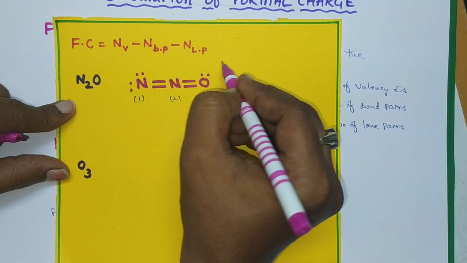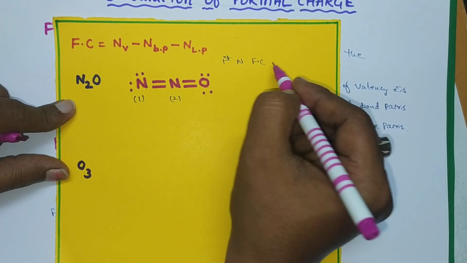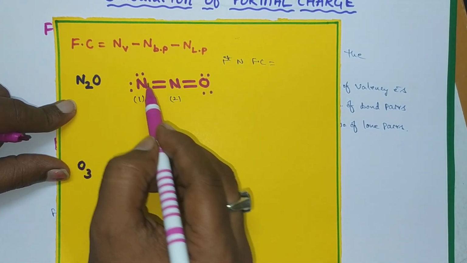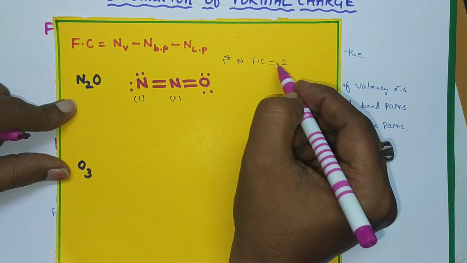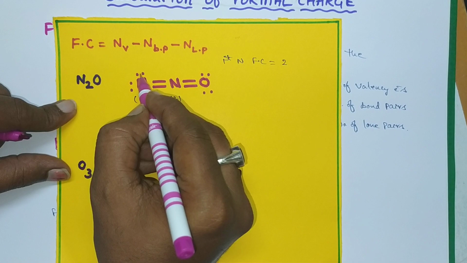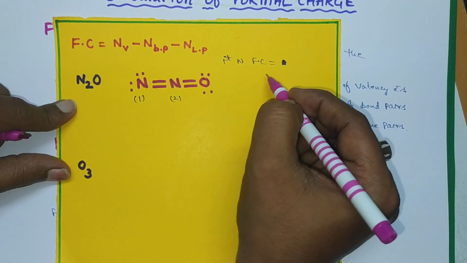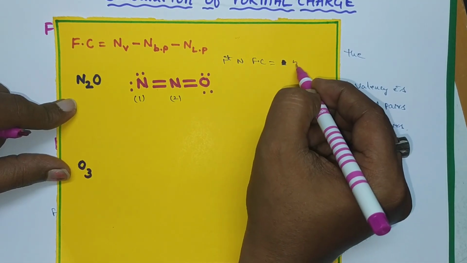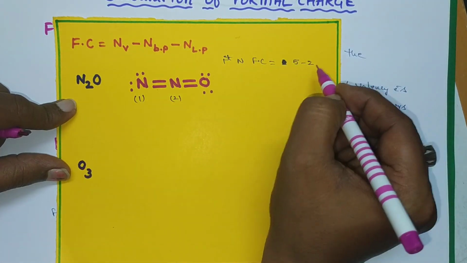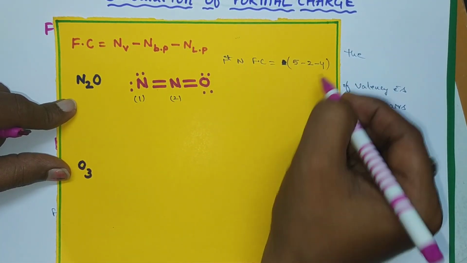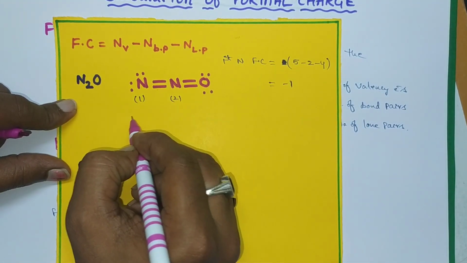Now for the first nitrogen, the number of lines is 2 and the number of dots is 4. First we consider the number of valence electrons, which is 5, minus number of lines 2, minus number of dots 4. By calculating, 5 minus 6 we get minus 1. So for this nitrogen we get minus 1.